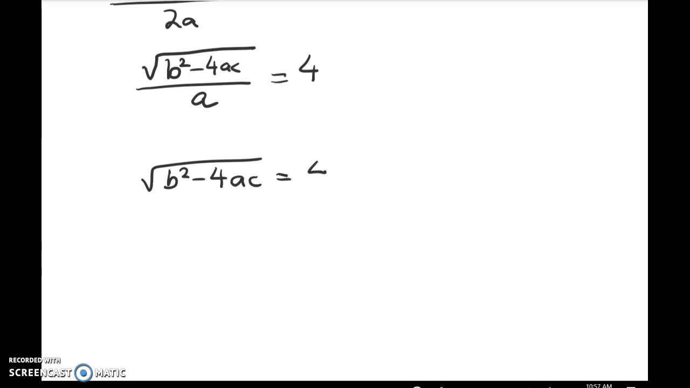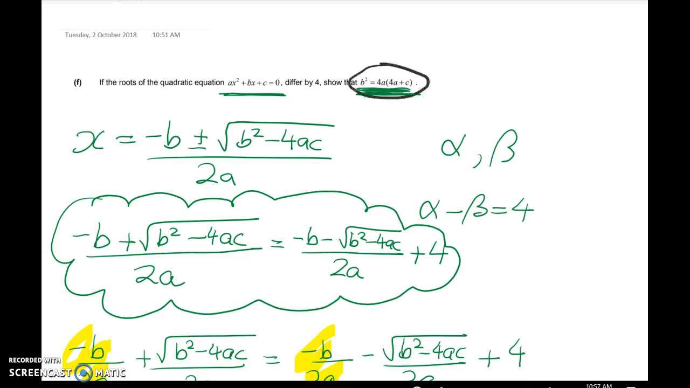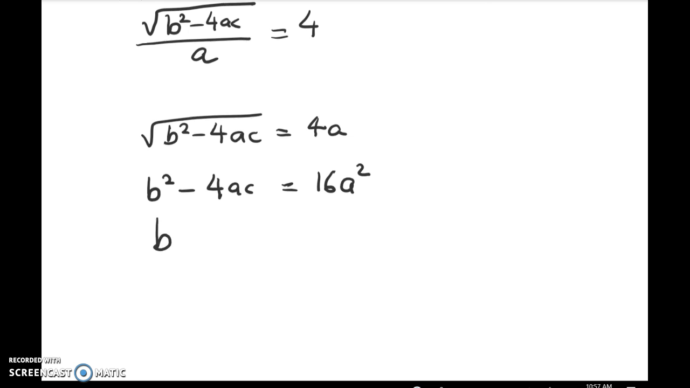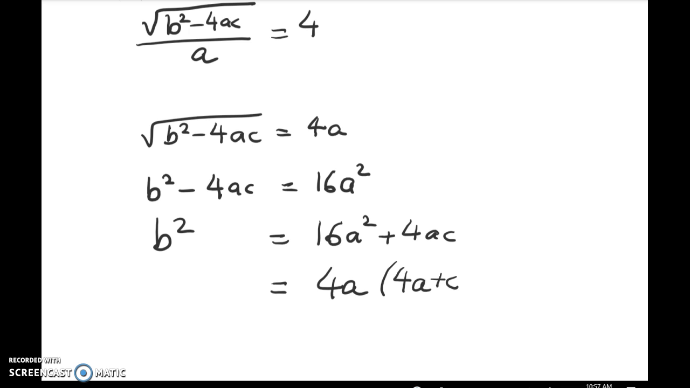You've probably stopped watching already because you've probably figured out how to finish it off. If I now square both sides, we get b squared minus 4ac is equal to 16a squared. And remember, right back at the start of the question, where am I trying to go? So I'm going to scroll back up and show you again. We're looking to end up with b squared equals blah, blah. And we're just about there. So now we have b squared is equal to 16a squared plus 4ac, and we can factorize out 4a, and we get 4a times (4a plus c).